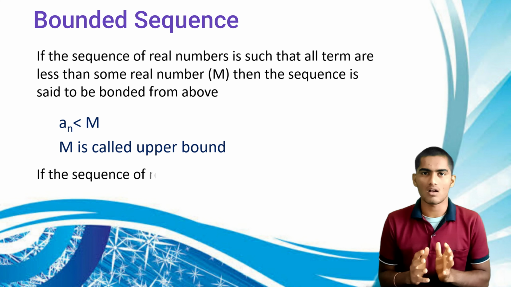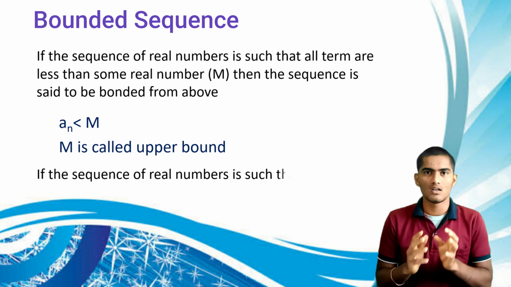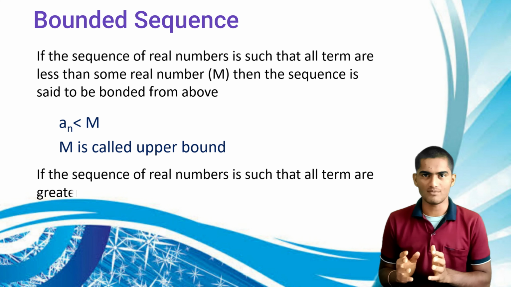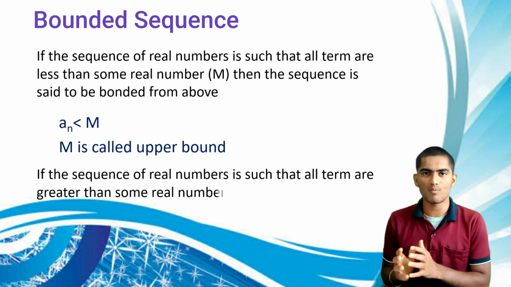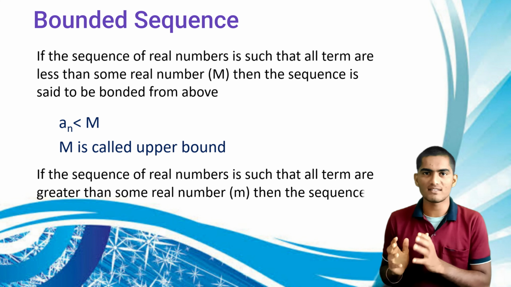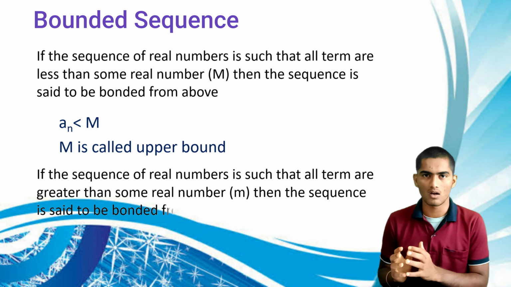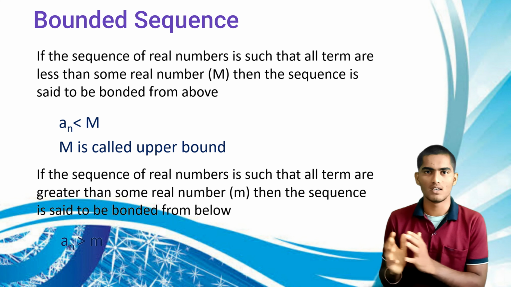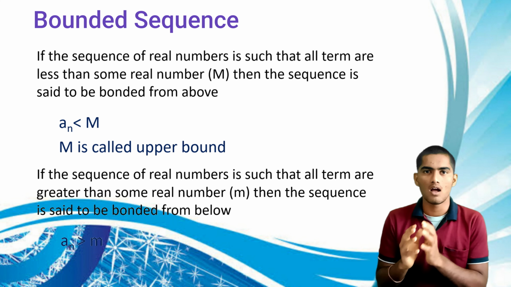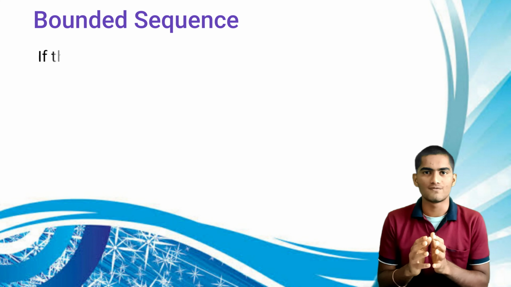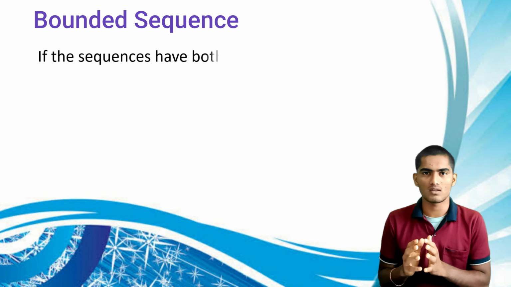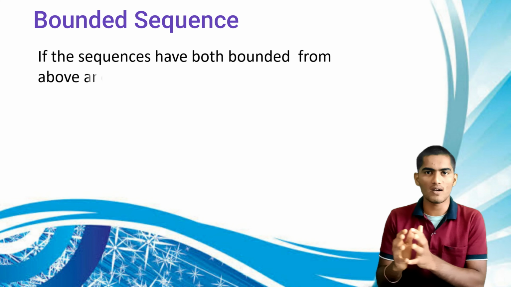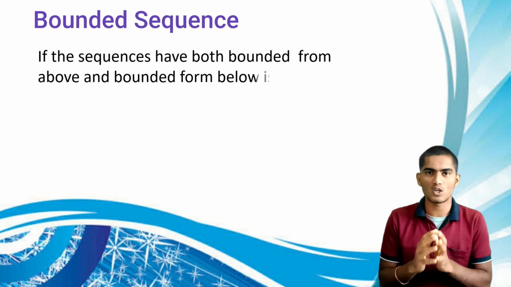If the sequence of real numbers is such that all terms are greater than some real number small m, then the sequence is said to be bounded from below. An is greater than small m. Here small m is the lower bound. If the sequence is both bounded from above and bounded from below, then the sequence is said to be bounded.